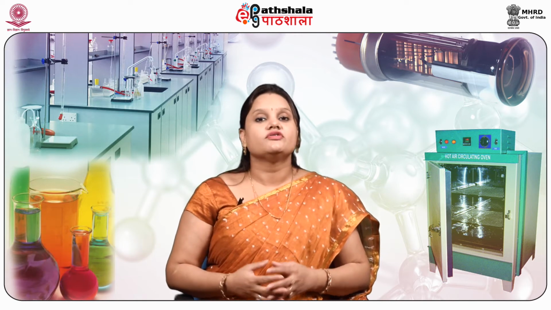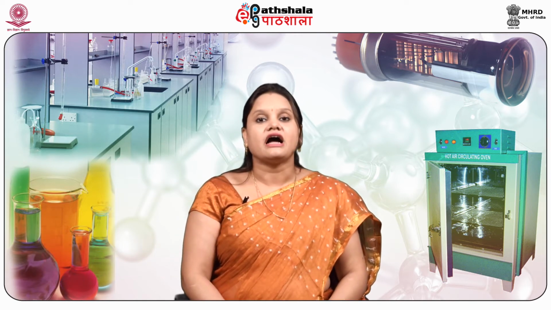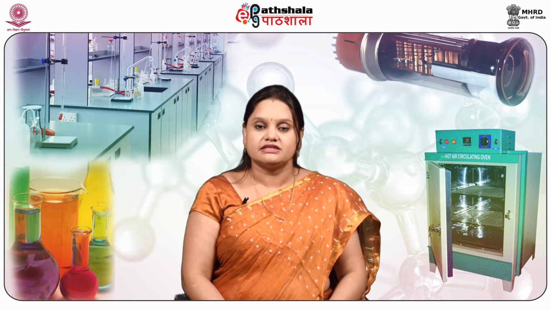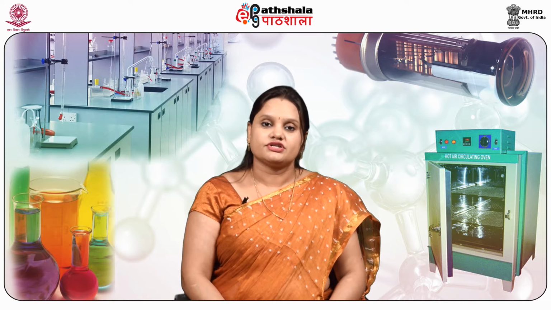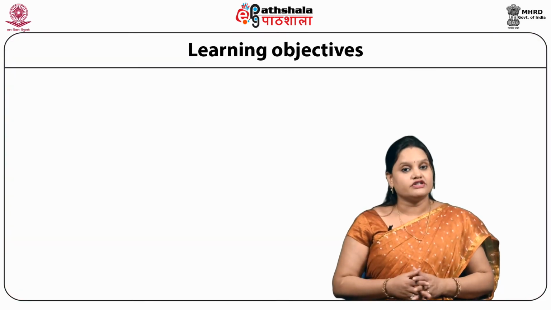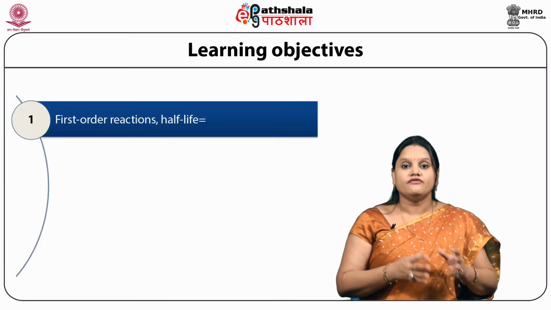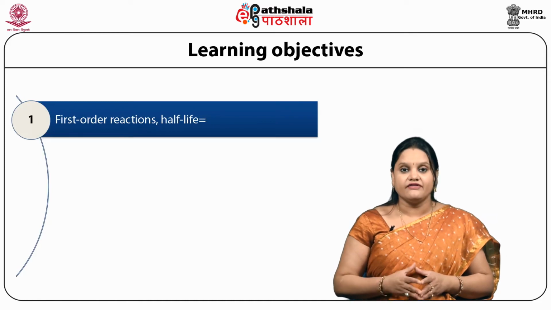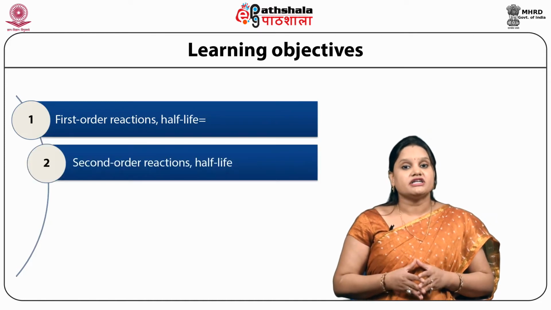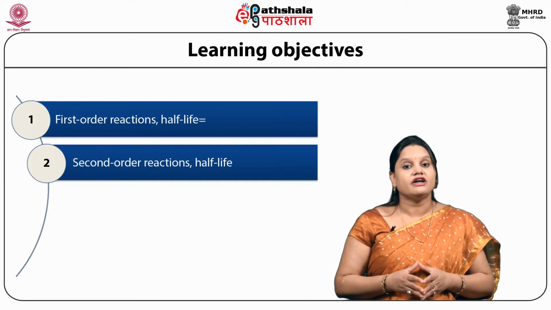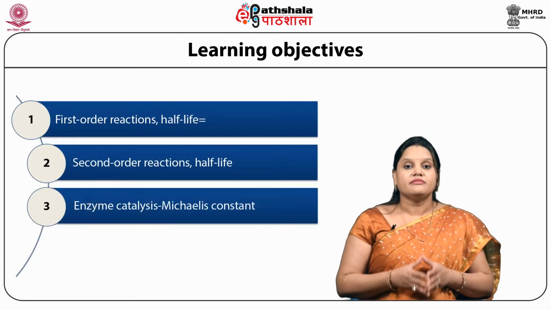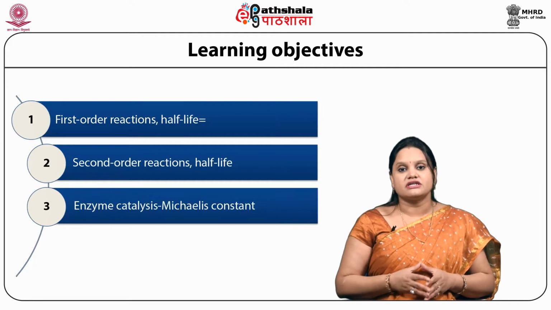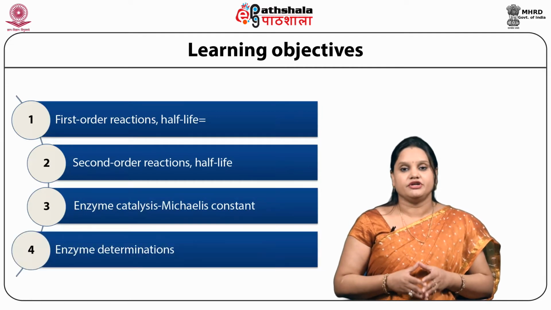Today we are going to discuss the module Kinetic Methods of Analysis under the paper Fundamentals of Analytical Chemistry. The learning objectives of this module include the first order reaction and its half-life, the second order reaction half-life, and before that we also learn about the kinetic methods, then enzyme catalysis, Michaelis constant, and enzyme determination.